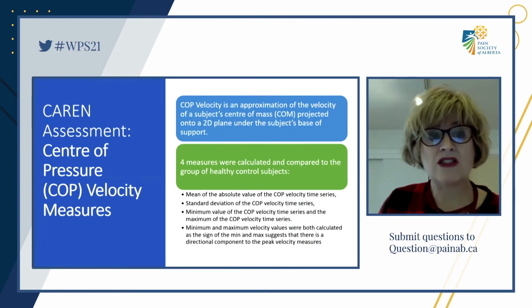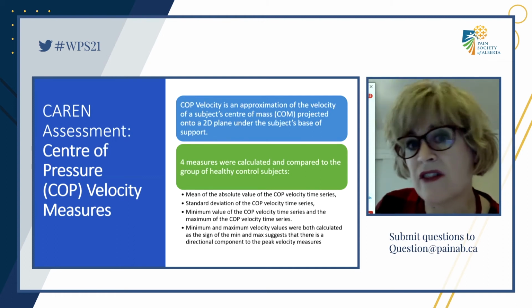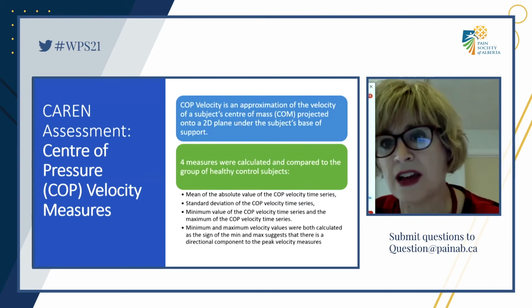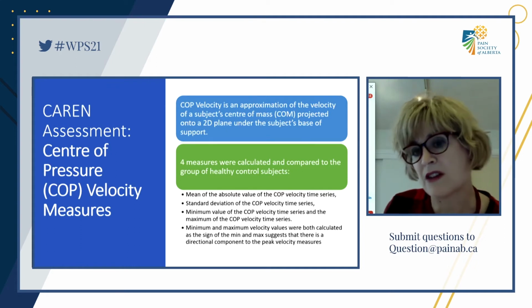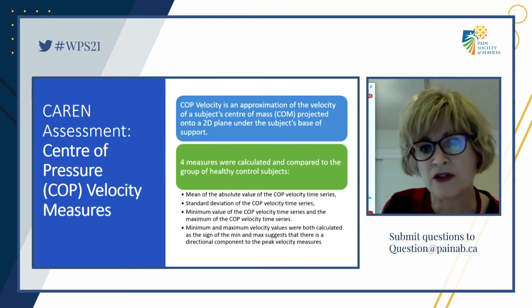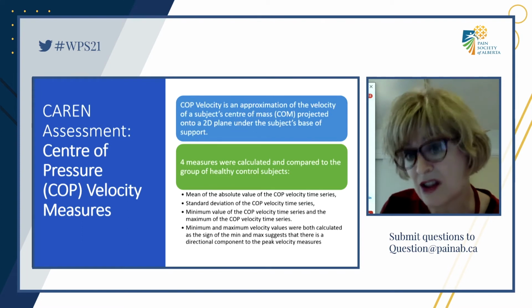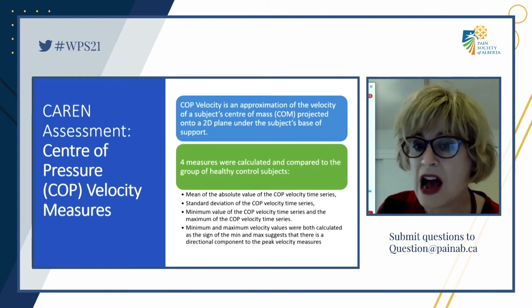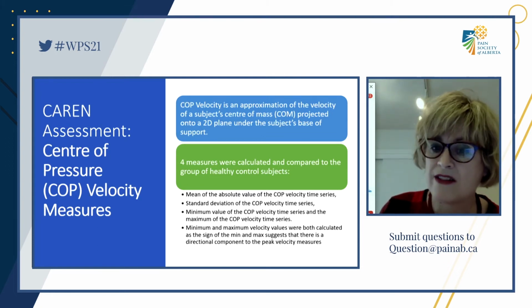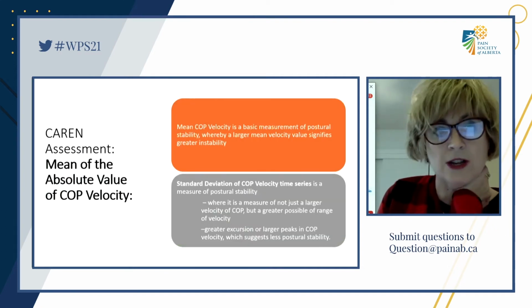So one of the measures that we're taking during the CAREN assessment is the center of pressure velocity measures. And it is an approximation of the velocity of a subject's center of mass projected onto a 2D plane under the subject's base of support. We use 4 measures calculated and compared to a group of healthy control subjects, and we have a database of healthy controls for these measures. The mean of the absolute value of the center of pressure velocity time series, the standard deviation of the center of pressure velocity time series, the minimum value of the center of pressure velocity time series, and the maximum of the COP velocity time series. The minimum and maximum velocity values were calculated as a sign of the min and max, and suggest that there is a directional component to the peak velocity measures in CRPS patients.